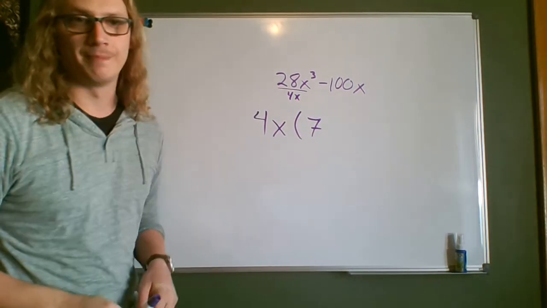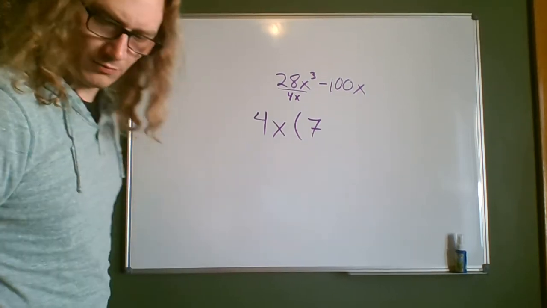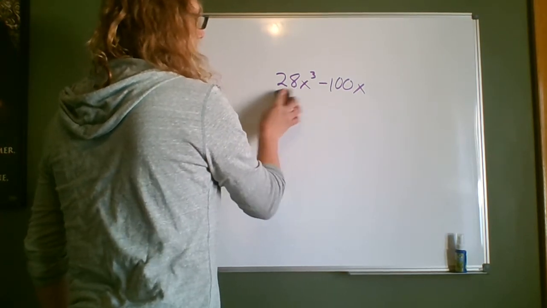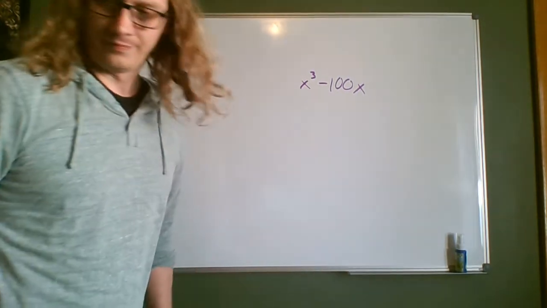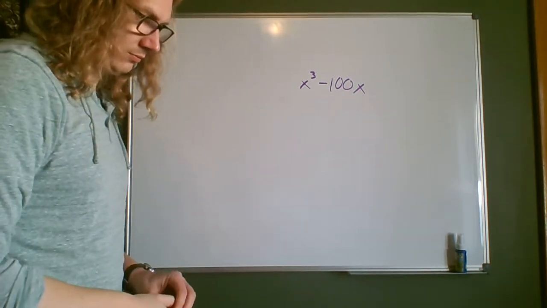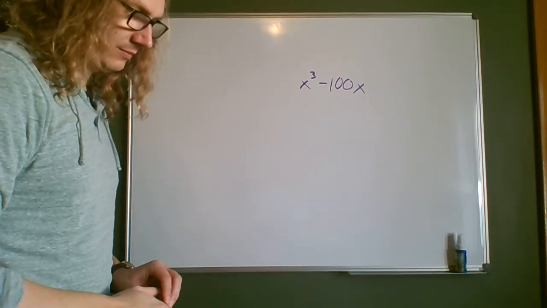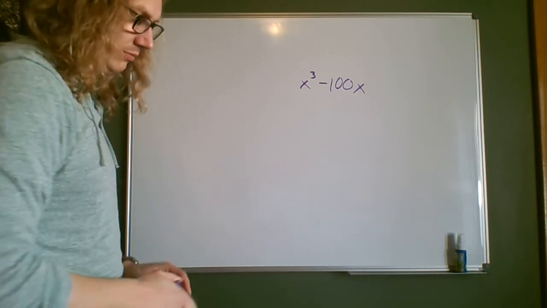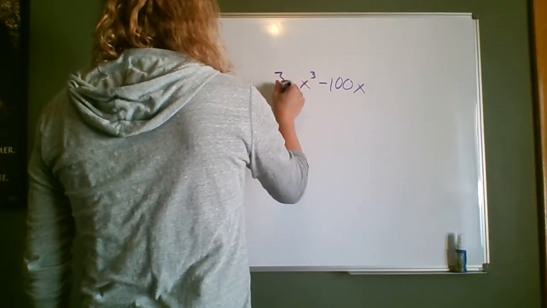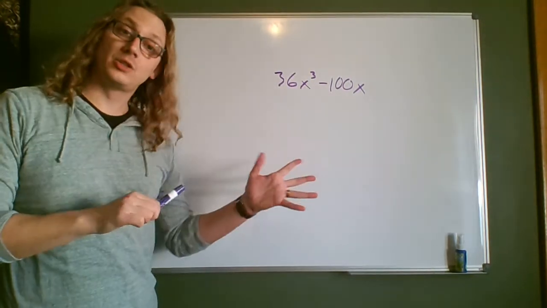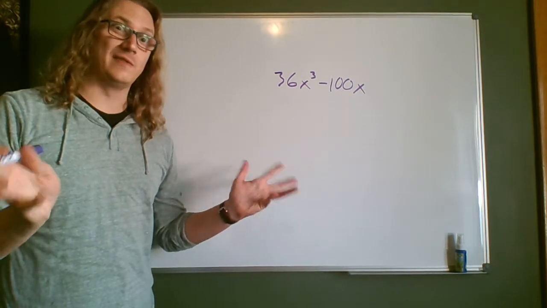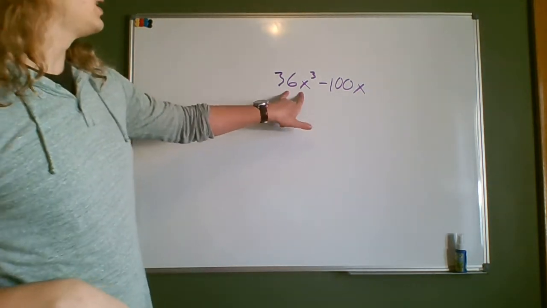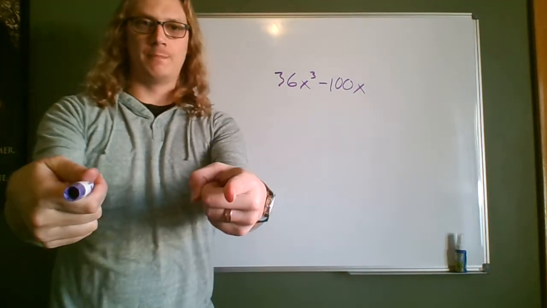Oh, I made this problem wrong. I didn't mean for it to be 28. 4 times 9 is 36. There we go. So this is going to be the problem. Sorry about that edit there. I gave you a problem that didn't work. I just did bad brain math. Okay, so what we're going to do is this: 36x cubed minus 100x, and go.